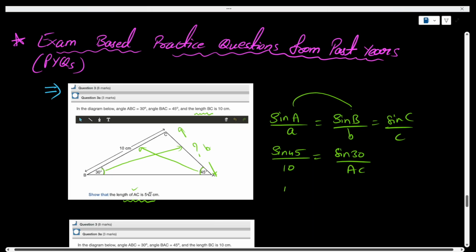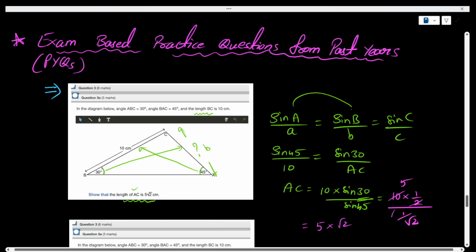Now if I make AC the subject, it becomes 10 times sine 30 by sine 45. Sine 30 is always 1 by 2, and sine 45 is 1 by root 2. So 2 ones are 2, 2 fives are 10, and we are getting 5 times root 2. You take the reciprocal of the denominator, root 2 by 1, which gives 5 root 2 centimeter.